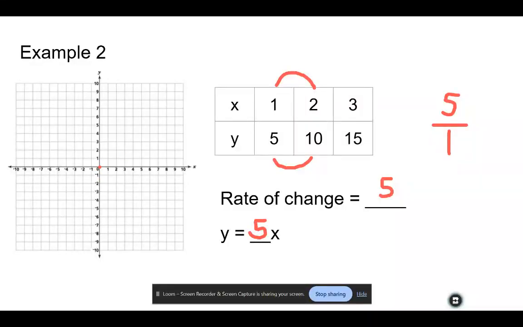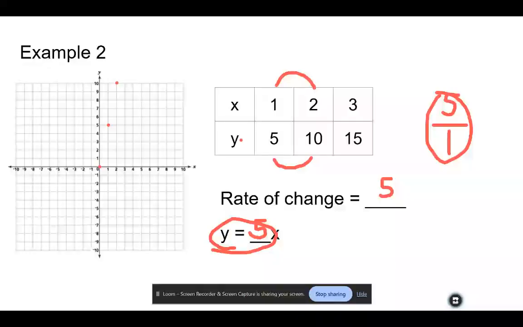Let's plot this on our graph. I'm going to start at the origin, and then I'm going to use my slope formula again, y equals 5x. I know that 5 is the slope and that my rise over run is 5 over 1. So I'm going to go up 5 and then to the right 1. 1, 2, 3, 4, 5, to the right 1.